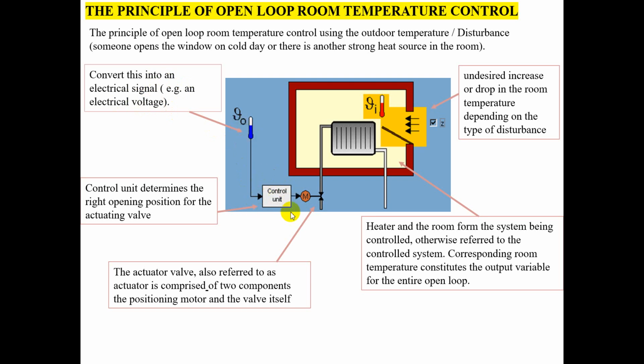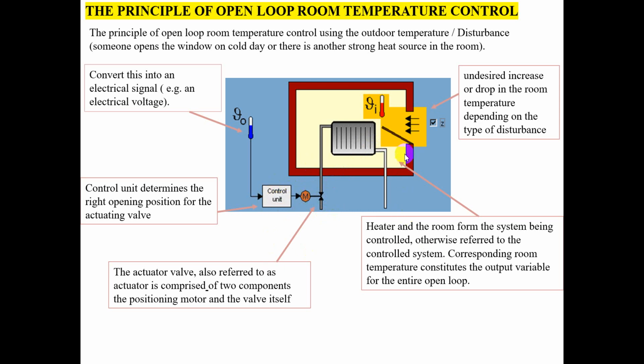The second thing is we have a control unit here. The control unit will control this actuator here. The control unit determines the right opening position for the actuating valve. In this actuator we have two things: a positioning motor and the valve itself, meaning I need to control the opening of the valve to allow heat or the hot water to flow in this heating unit. So how are we going to control this? By some motor, and we control the motor by using the control unit here.